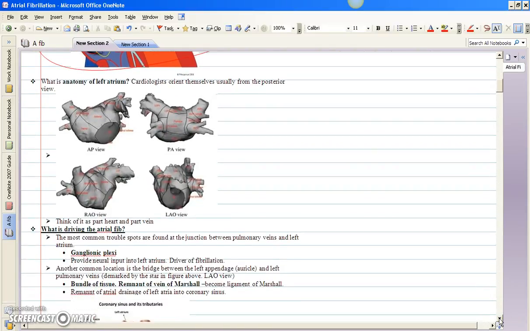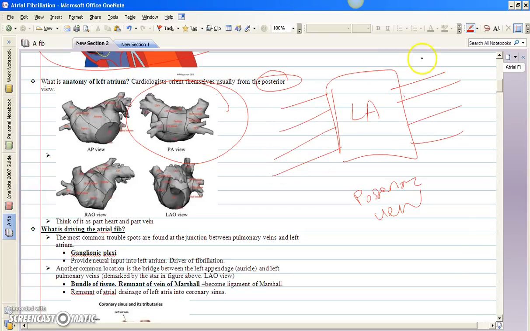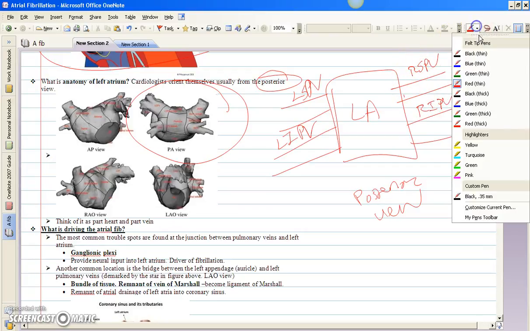So before we go any further, let's just briefly cover the anatomy of the left atrium. To my understanding, most commonly, cardiologists like to orient themselves from the posterior view. So looking at this, I'll simplify it for us. So posterior view. We have the left atrium. Obviously it's not a box, but for simplicity. Right? Here we have the left superior pulmonary vein, left inferior pulmonary vein, right superior pulmonary vein, and then the right inferior pulmonary vein. And as I had mentioned before, let me change colors for us.